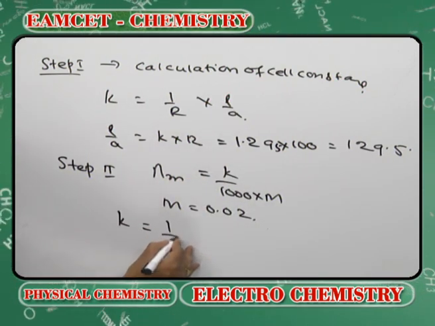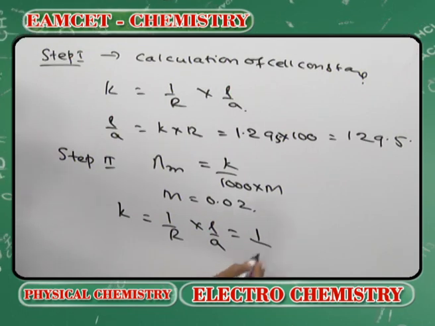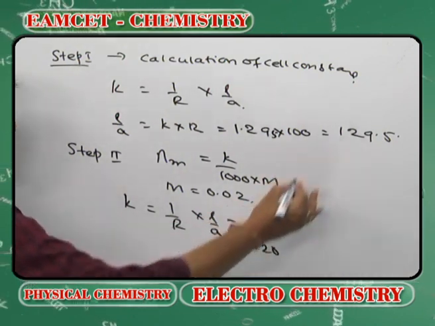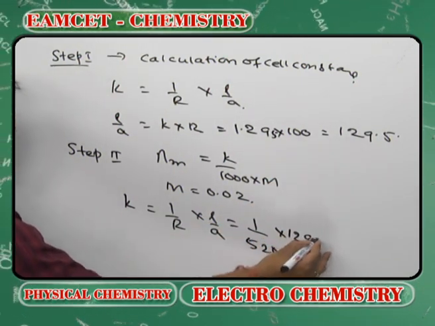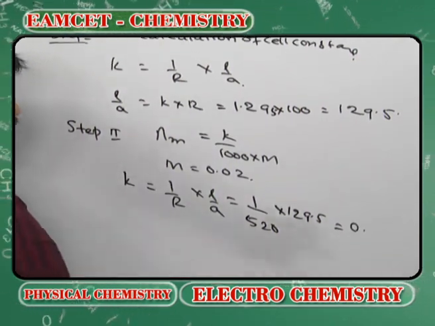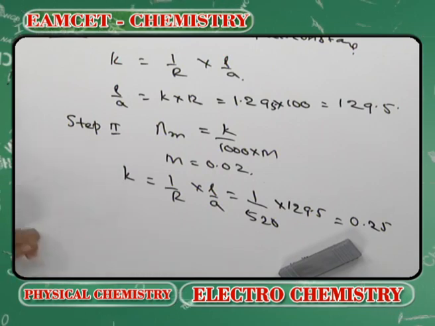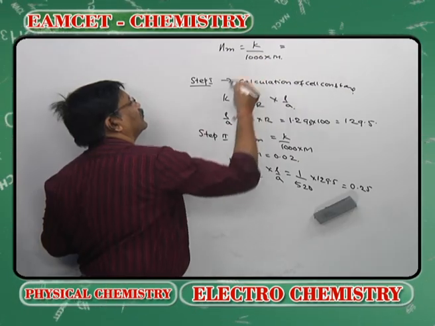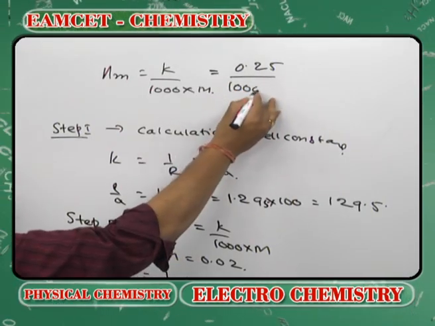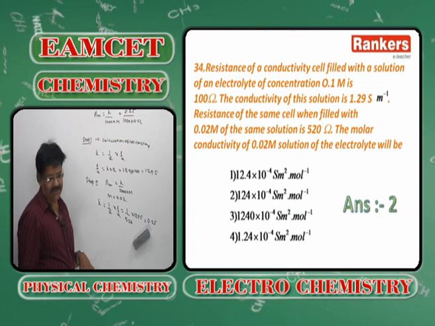K. K is equal to 1 by R into L by A. What is R value here? 520. What is the cell constant value? 129.5. So approximately the value comes to 1 by 4, that is 0.25. So K value comes to 0.25. Now what will be the molar conductivity? Lambda m is equal to 0.25 by 1000 into 0.02. Simplifying it, we get option 2 as the answer.